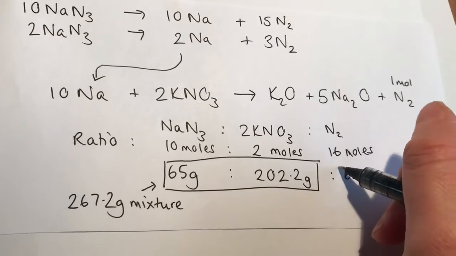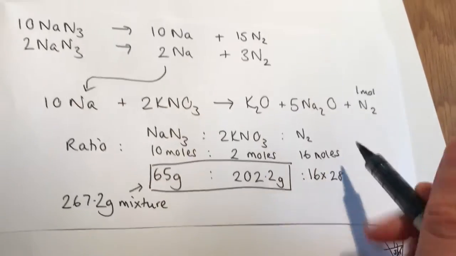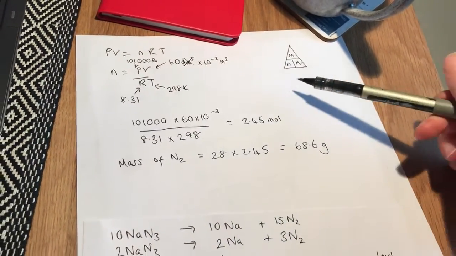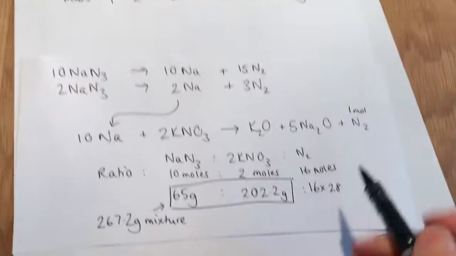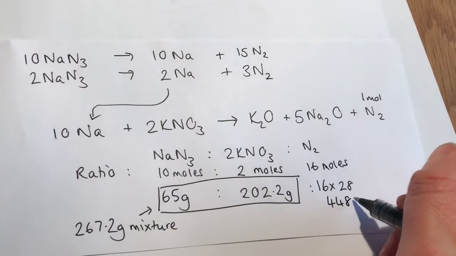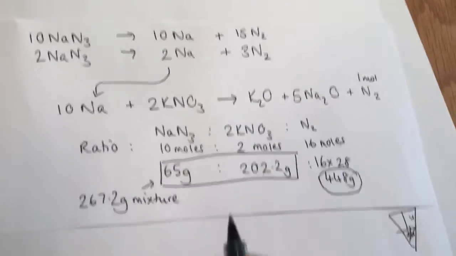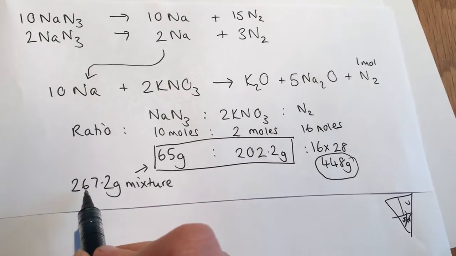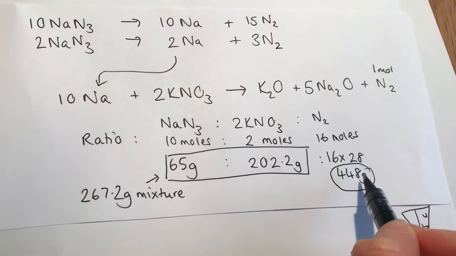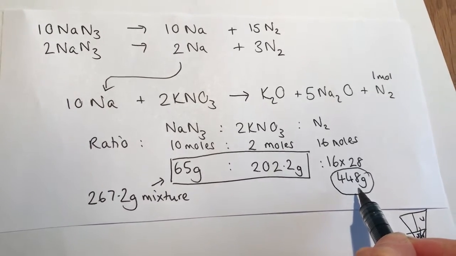That would produce 16 times 28, remember the Mr. Mass here is number of moles times Mr, which would produce 448 grams of nitrogen. So what that is saying is that from the 267.2 grams of the mixture, you would produce 448 grams of nitrogen.